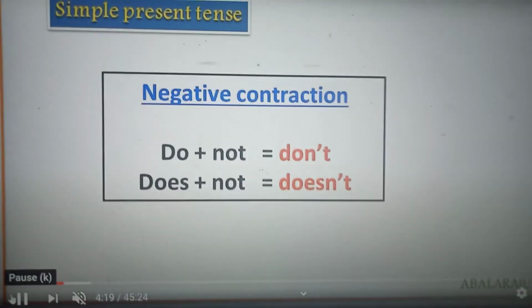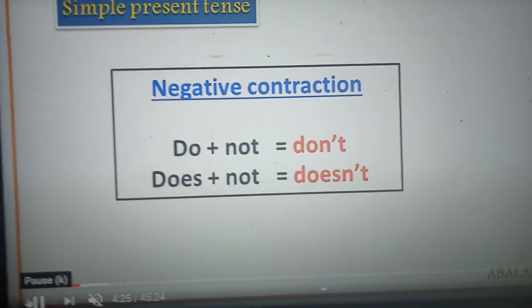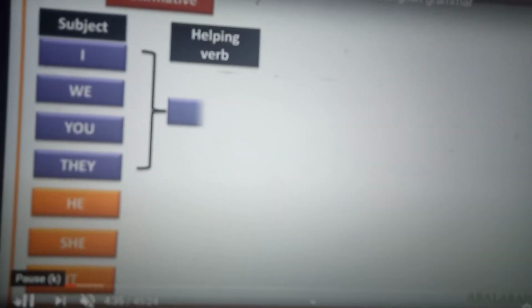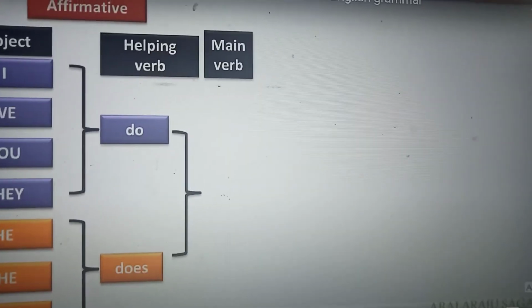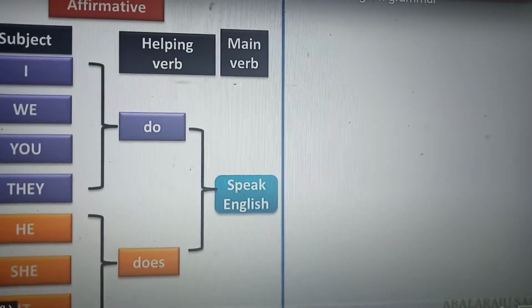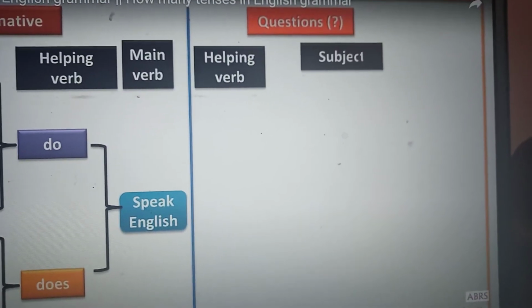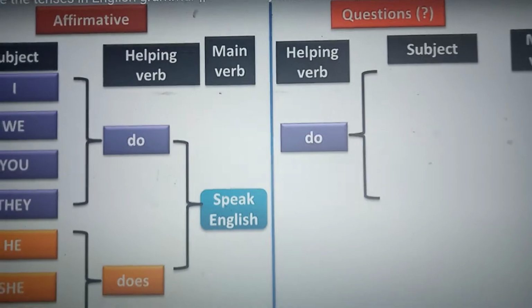Negative contraction: that is do not, we know this now. Do plus not: don't, doesn't. So this is subject plus helping verb plus main verb. Same thing in question form. What will happen? You have to change the order. The helping verb will come first, then the subject, then the main verb.